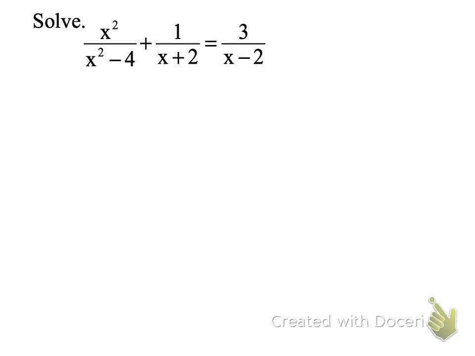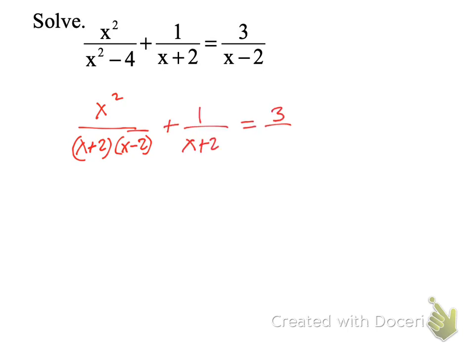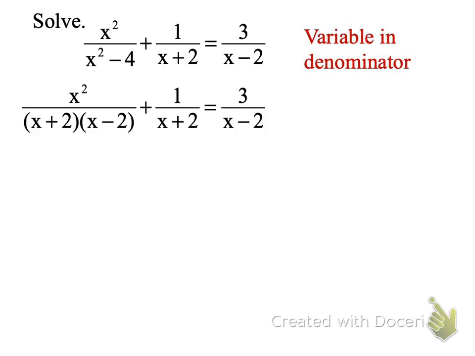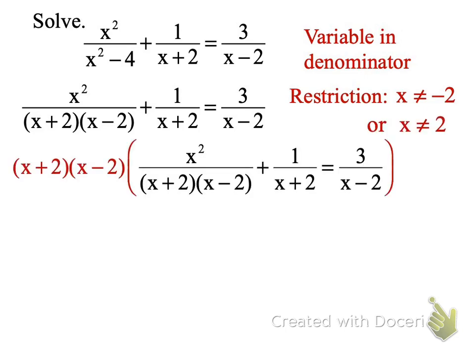This one together. First of all, we have to factor our denominator so we always know what's in it. It's x squared over x plus 2 times x minus 2, plus 1 over x plus 2, equals 3 over x minus 2. So what are my restrictions? 2 or negative 2. What is my least common denominator? X minus 2 times x plus 2. So we have to multiply all terms by that.